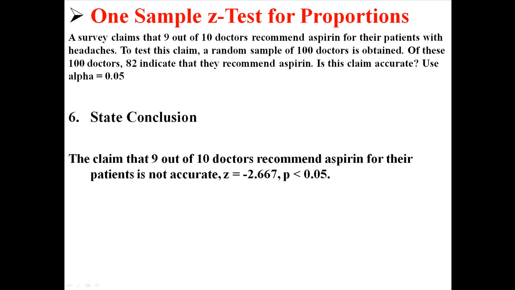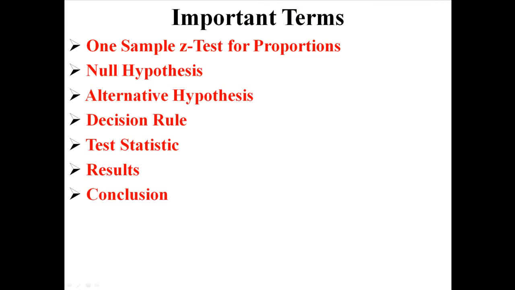And this thing here, z equals negative 2.667, p is less than 0.05. That's the official format for stating the result. You don't really have to do that unless your teacher asks you to. But just know that that's the answer. We reject the null hypothesis and say that this original 9 out of 10 claim is not accurate at all. So that is the one-sample z-test for proportions.